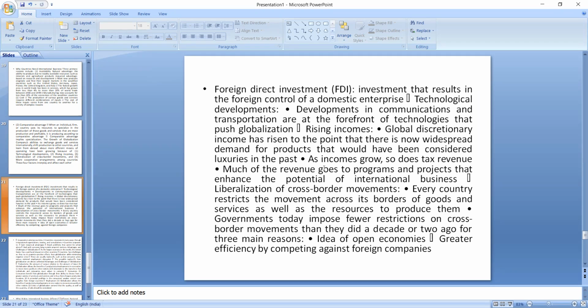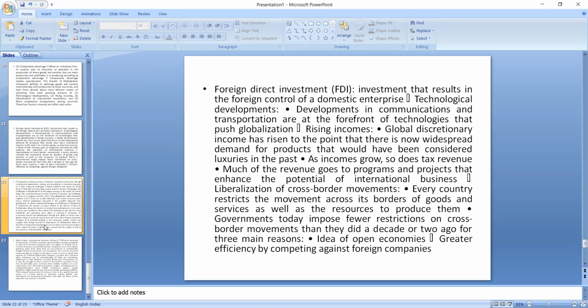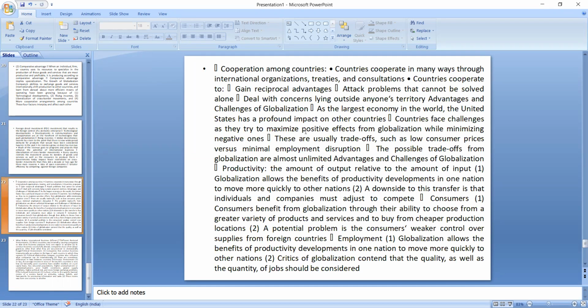As income grows, so does tax revenue. Much of the revenue goes to programs and projects that enhance the potential of international business. Liberalization of cross-border movements: every country restricts the movement across its borders of goods and services, as well as the resources to produce them. Governments today impose few restrictions on cross-border movements. They did a decade or two ago, for three main reasons. Idea of open greater efficiency by competing, and cooperation among countries. That's very important.